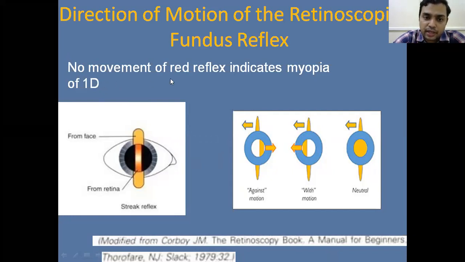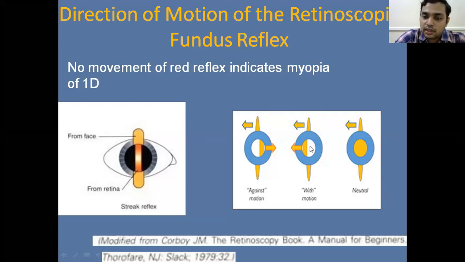If there is no movement of the red reflex, that indicates myopia of 1 diopter. Here if you see, there is against motion. Here, with the motion, we are moving the light towards the left side, and the reflex in the pupil is also moving on the left side. Here it is a neutral one. In emmetropic cases, there is no reflex movement seen. That we call neutral.